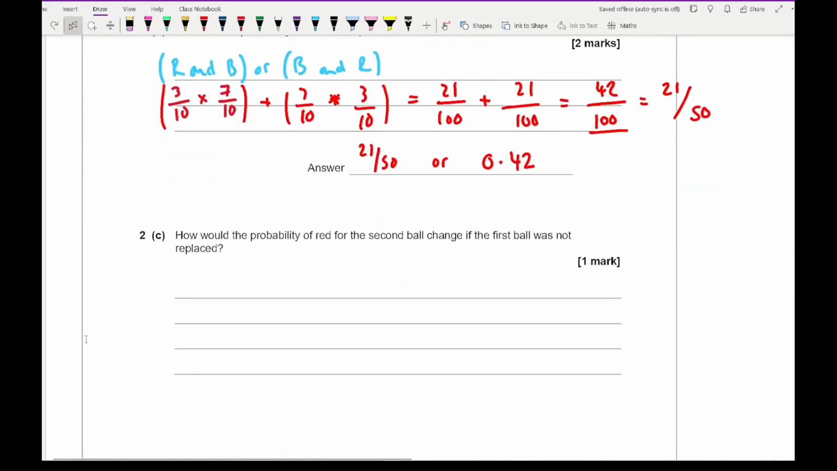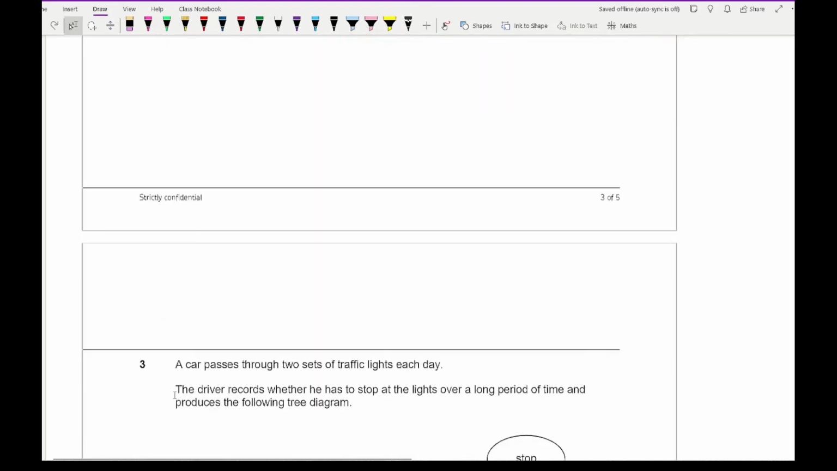Then it says, how would the probability of a red for the second ball change if the first ball was not replaced? What that basically means is the ball was not put back in the bag. So the probability of a second red, if a red had already been taken, would be 5 over 19. And so there you go. So basically the probability of a red would change.